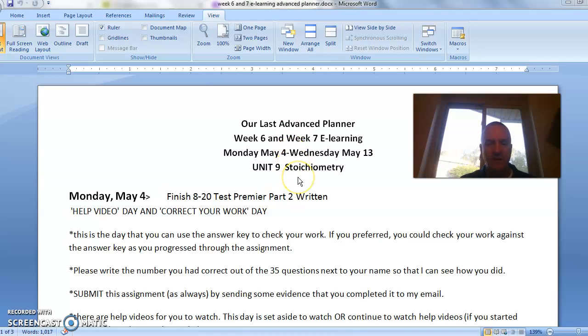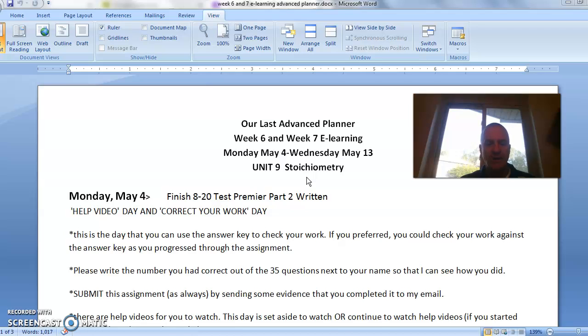This advanced planner that was put out this last week covers week 6 and week 7 of e-learning. That takes us through Monday, May 4th through Wednesday, May 13th, and we are on our final unit, stoichiometry. I couldn't think of a better unit to finish on. Stoichiometry puts together so many things that we've learned this year. It ties together so many of the previous units.